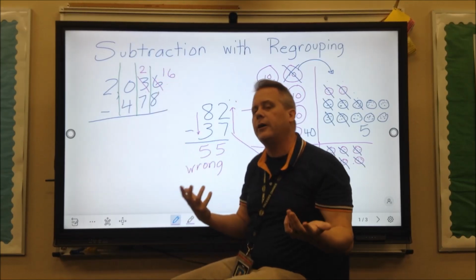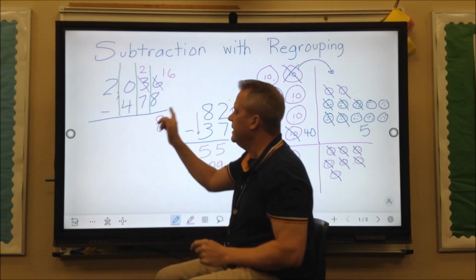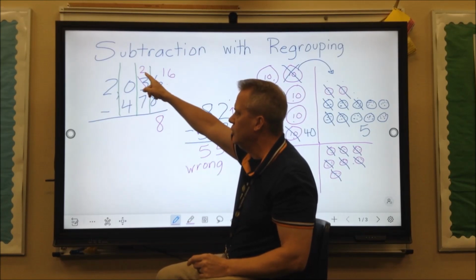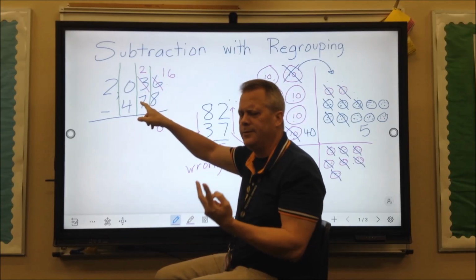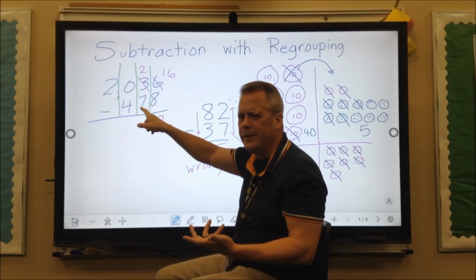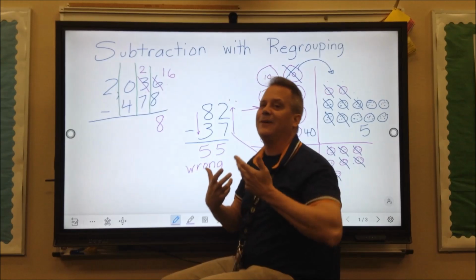Now let's start doing our math. 16 take away 8 is 8. Now let's go to the next part. 2 take away 7. If I have 2 cookies, can I take away 7 of them? No. So guess what I got to do again? I have to regroup.